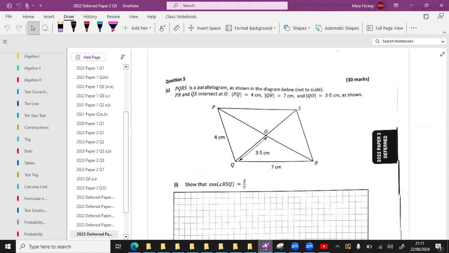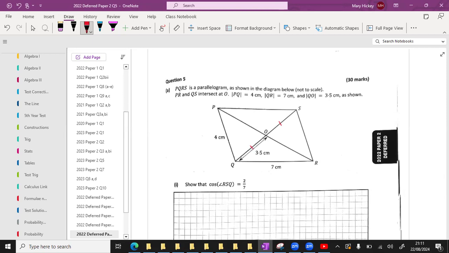Now the minute I hear that, it reminds me of the properties of a parallelogram. So one of the properties is that when diagonals in a parallelogram intersect each other, they bisect each other. So in other words, that section there should be the same as that section there.